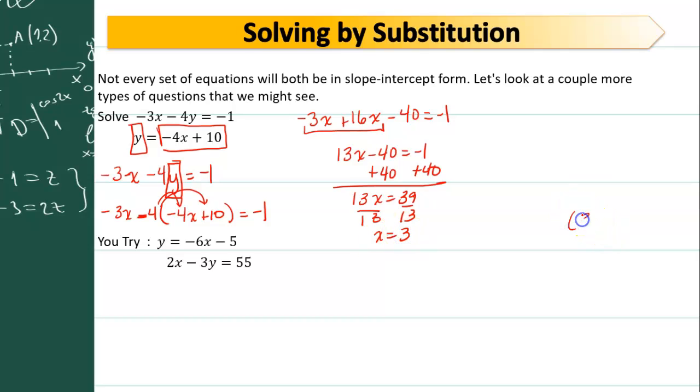That means we're only half done. I've got the x part of my solution. Now I need the y part. I go back to the original equation that I started with. I can see that y is equal to negative 4 times whatever x is plus 10. Well, x is 3. So negative 4 times 3 is negative 12. Negative 12 plus 10 is negative 2. So my solution is 3 comma negative 2. Remember, it always should look like a coordinate point.